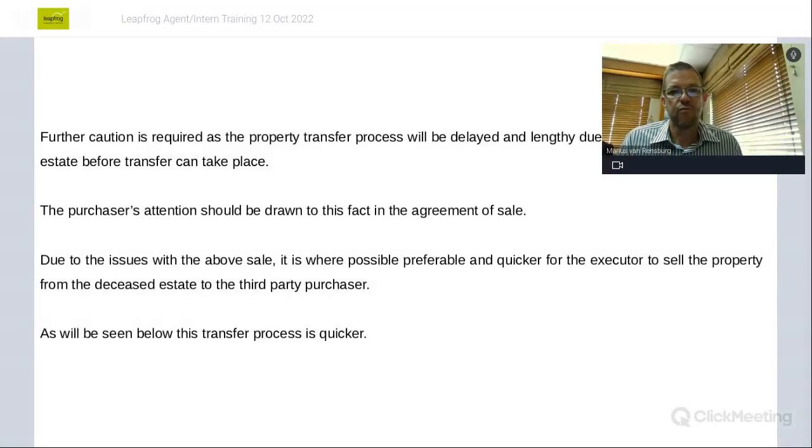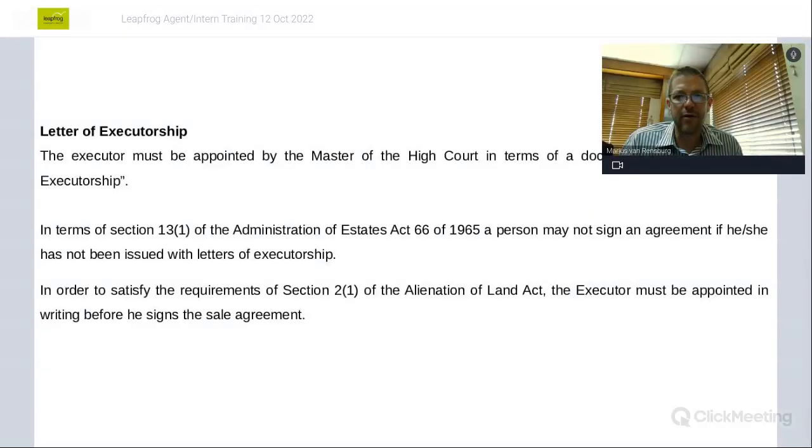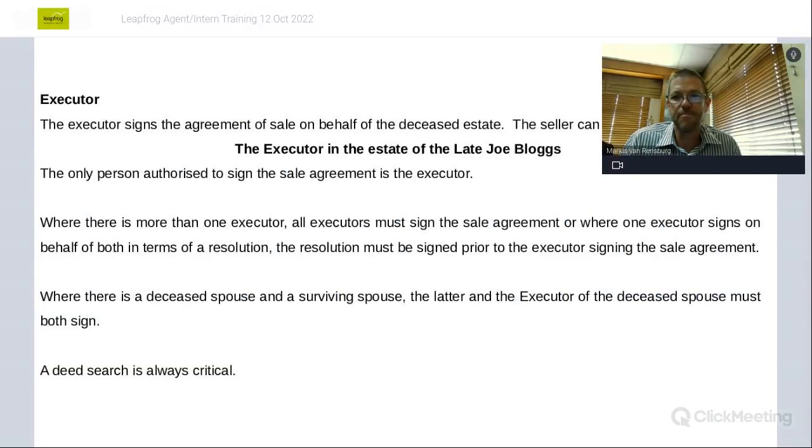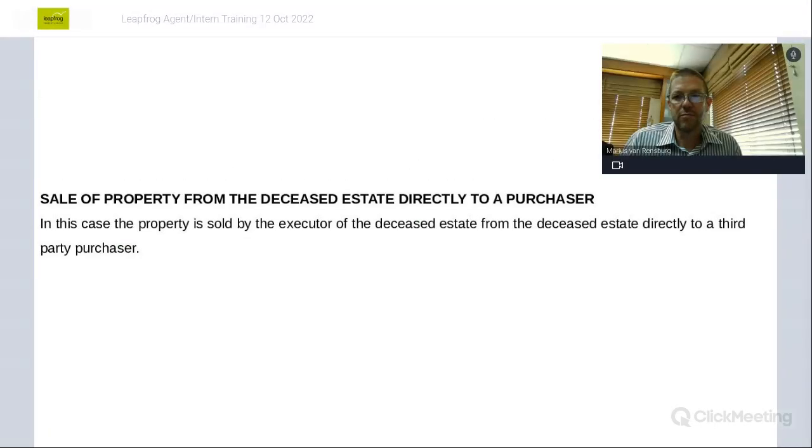Okay. So having regard to those complexities and all the clauses within a certain agreement, of course, what's easier, guys, is that the executor simply sells the property from the estate to a third party, and that is then our transfer number 3. Right, so here it is. The third kind of transfer is sale of a property from a deceased estate directly to a purchaser.